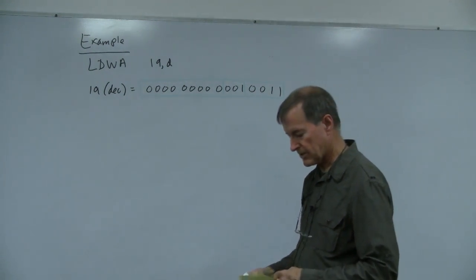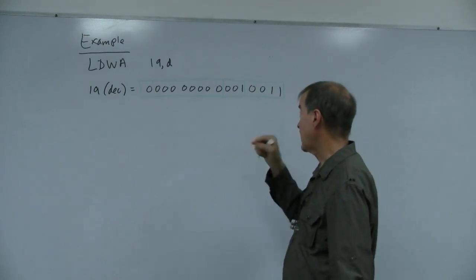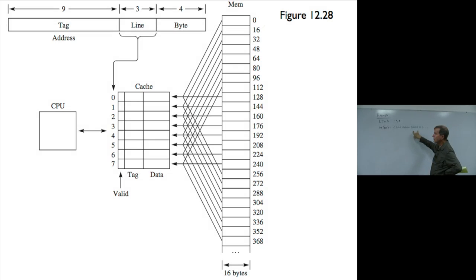And then what it does, now, these 3 bits here, the line field, are the address of the entry in the cache. The cache has 8 entries. There's a cache sub 0, a cache sub 1, sub 2, sub 3, sub 4, sub 5, sub 6, and sub 7. All right? And what this 001 means is that the cache subsystem is going to go to entry 1. It's the second line there. All right?